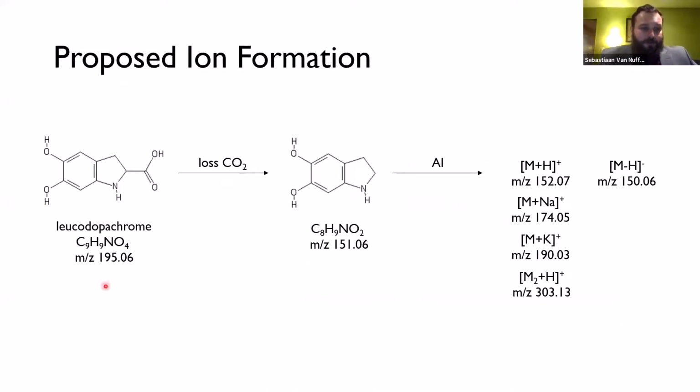Because if you take leucodopachrome and lose the CO2 through neutral loss, you get a molecule that has a mass of 151. And in that case, all of those mass peaks we detected and could not explain can be explained as adducts of this particular precursor. So we have the protonated ion, sodiated, potassiated, dimer with a proton, and proton subtracted negative ion. So all this fits together very nicely, so we can be quite certain that this is probably leucodopachrome that we're looking at.